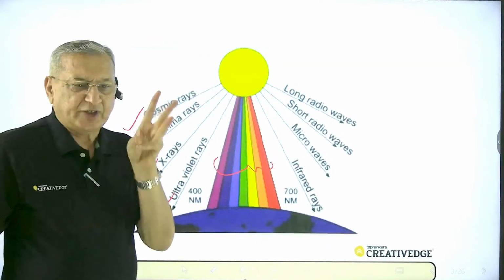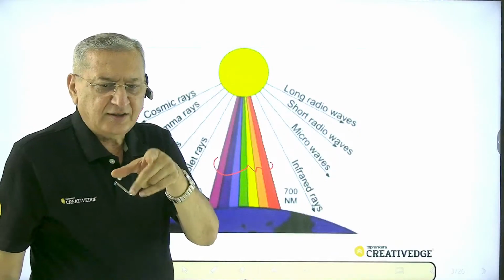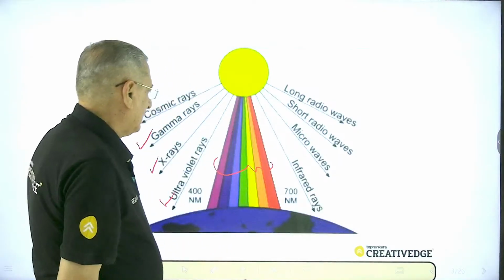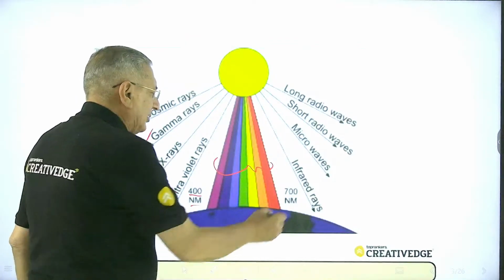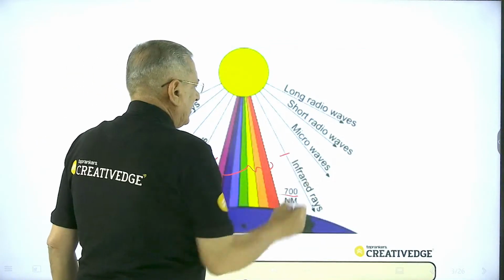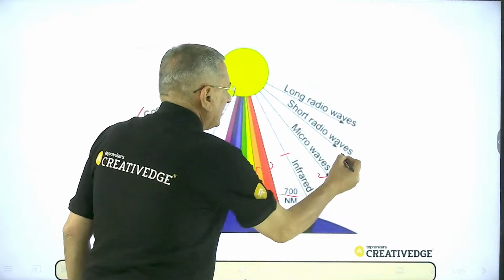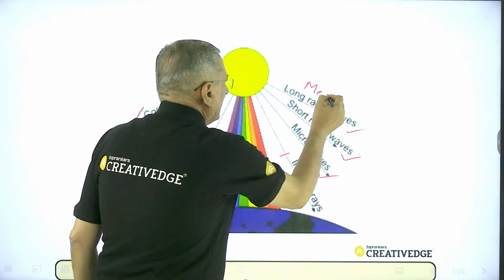And what are those three colors? Red, green, and blue, RGB. And that ranges between 400 nanometers to 700 nanometers. Then come infrared rays, microwaves, short radio waves, long radio waves, medium radio waves.